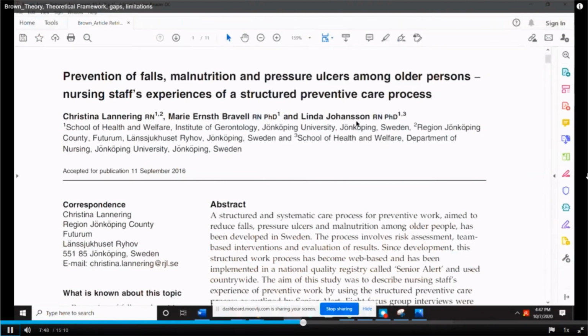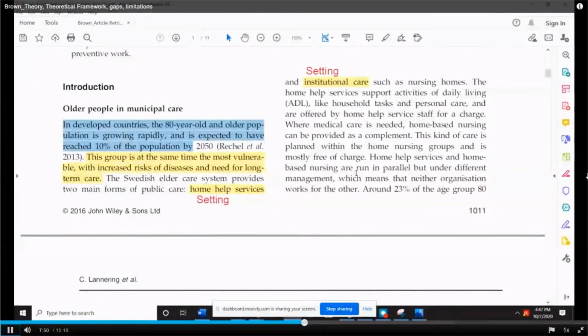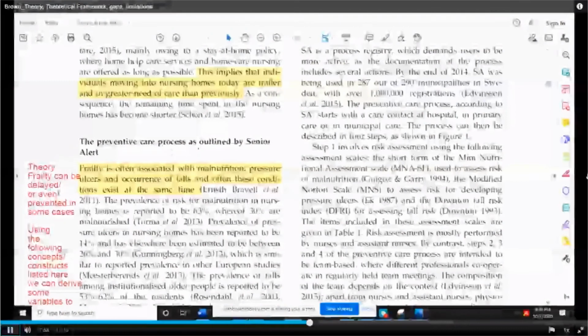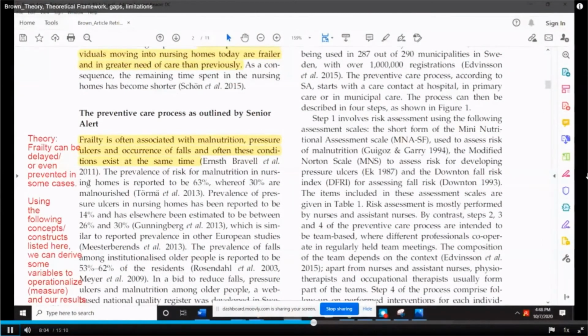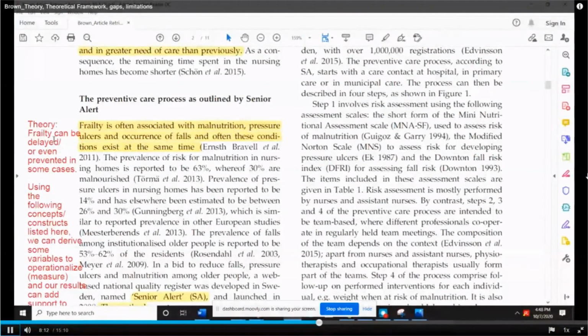So home health services is a setting, institutional care is a setting. I teased the theory out just by extrapolating it from this data, and I kind of reverse engineered it, where I thought, okay, they are trying to figure out a way to improve frailty. So if you think backwards, the theory could be something like frailty can be delayed or even prevented, because why would they try to improve frailty risk factors if they didn't think it would do any good? So the theory is reverse engineered in that sense.